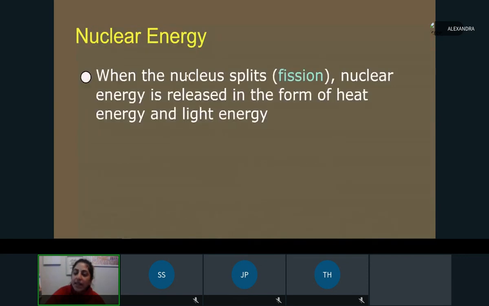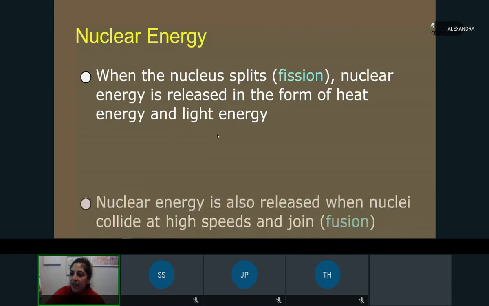So when the nucleus splits, when you split the nucleus apart, we call that fission. When the neutrons and the protons split from one another, the nuclear energy is released in the form of heat energy and light energy. So once you can split it, then you can release it.